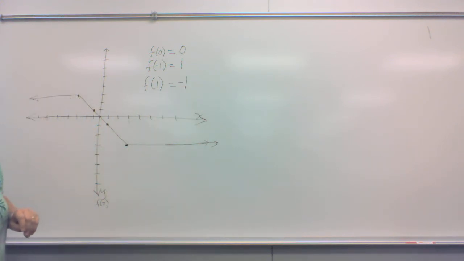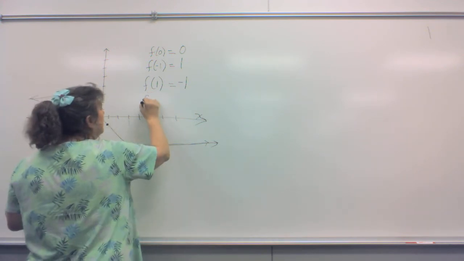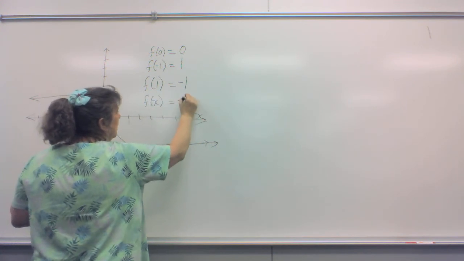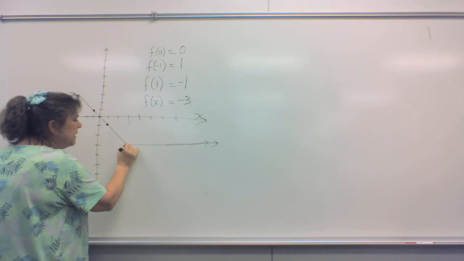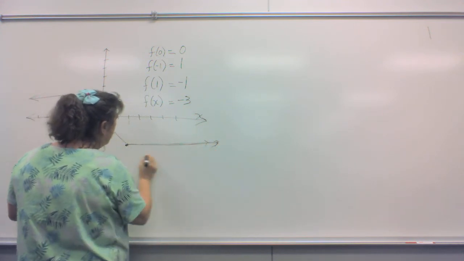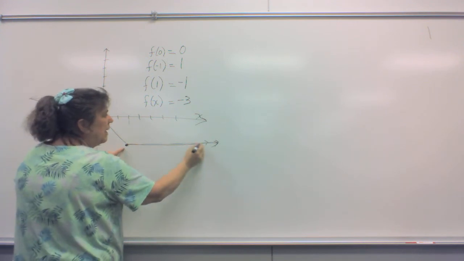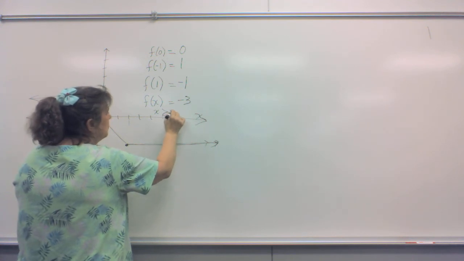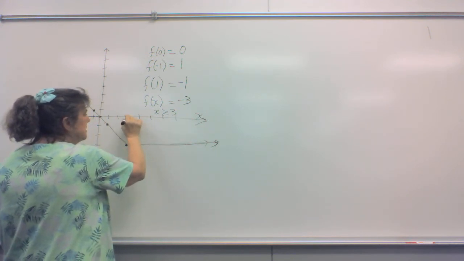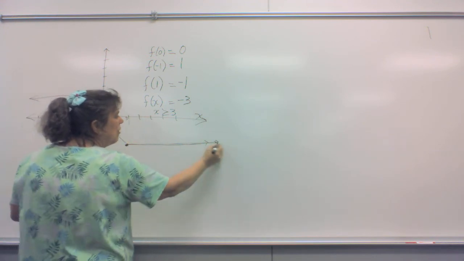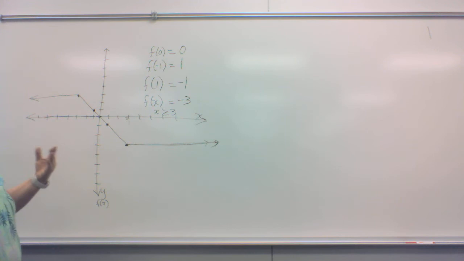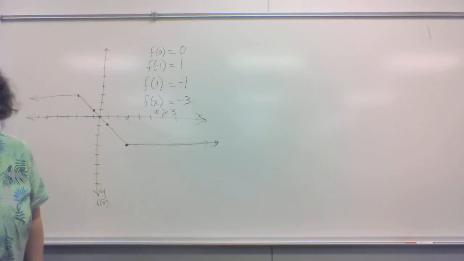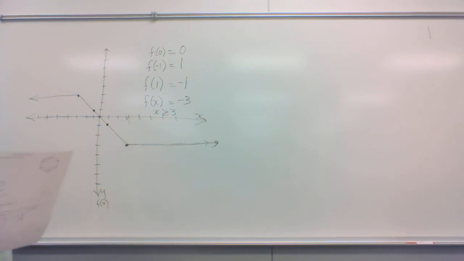And then what if I ask you f of x equals -3? Well, what happens? From here on into forever, this graph is all going to be at -3. Therefore, my x is going to be greater than or equal to the number 3, because this is the 3 on the x-axis. So from 3 on, it's always going to be a -3. So x is greater than or equal to 3. So that takes care of that one.